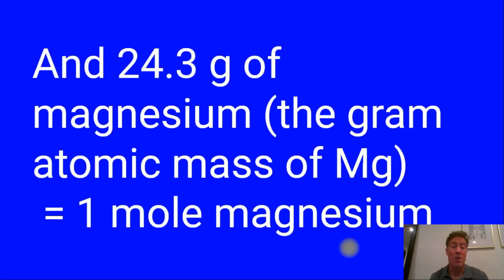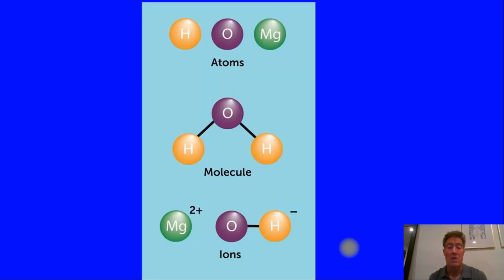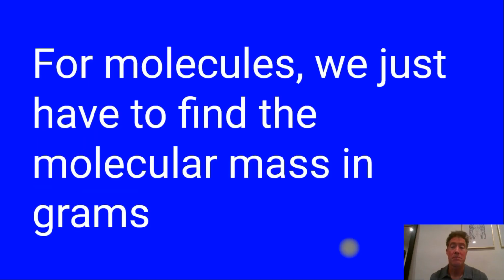And 24.3 grams of magnesium, which is the gram atomic mass, or the atomic mass of magnesium in grams, equals 1 mole of magnesium. So we can have moles of anything, not just atoms. Molecules, ions, ionic compounds, basketballs, donuts. We typically don't count those things because that's just such a massive quantity.